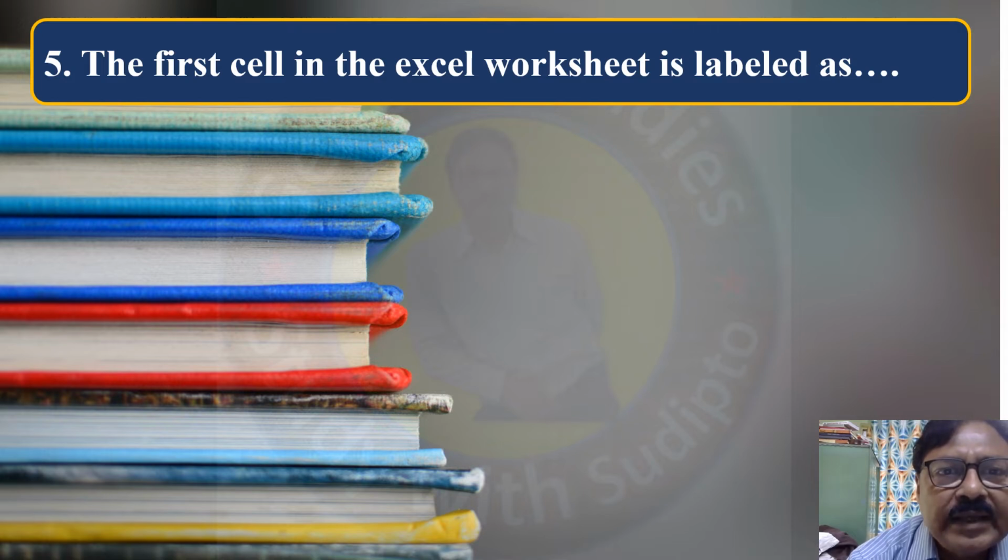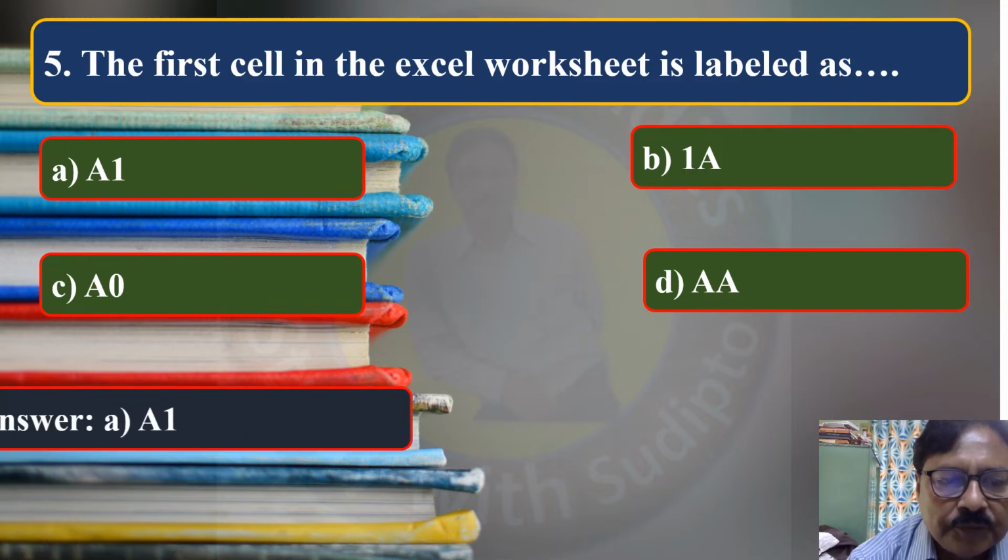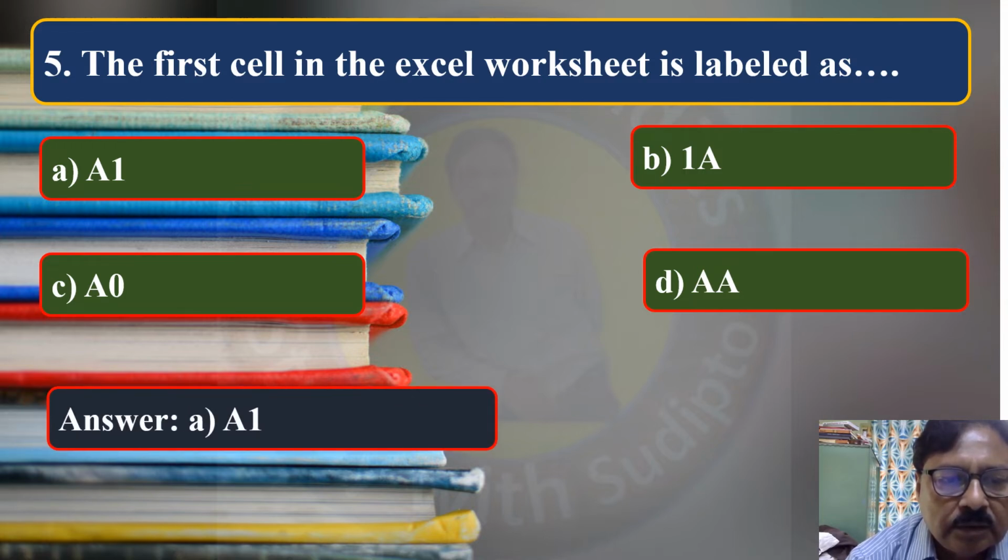The first cell in the Excel worksheet is labeled as: option A A1, option B A2, option C A0, option D AA. The correct option is option A, A1.